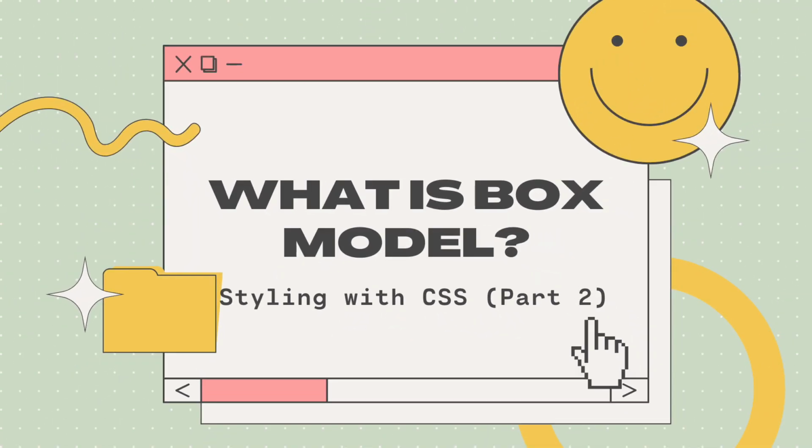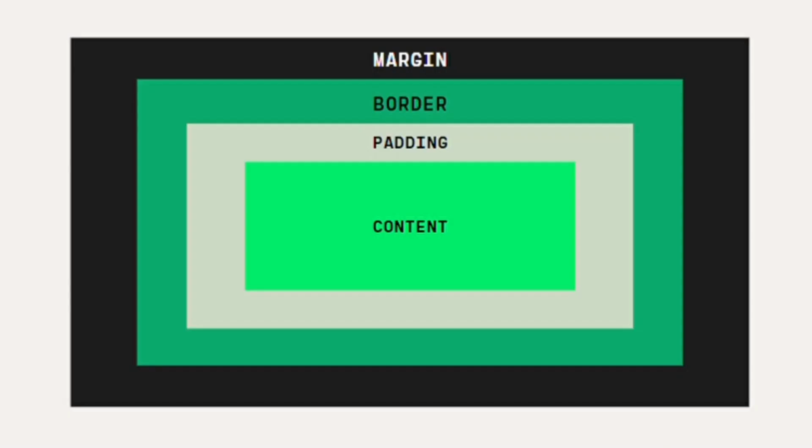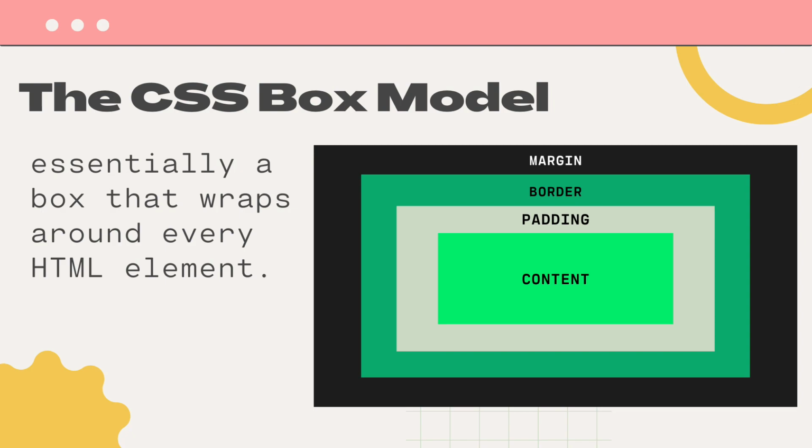What is the box model? A box model consists of the following: the content, the padding, the border, and the margin. The CSS box model is essentially a box that wraps around every HTML element.